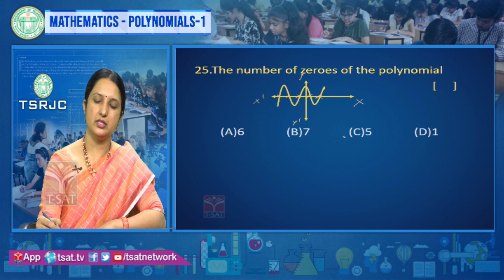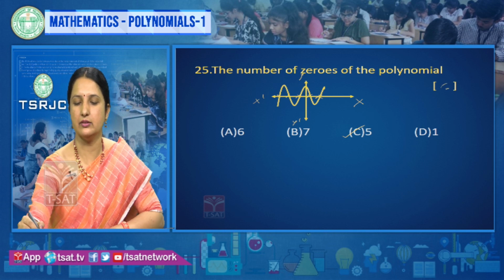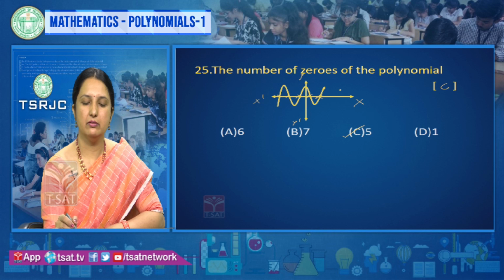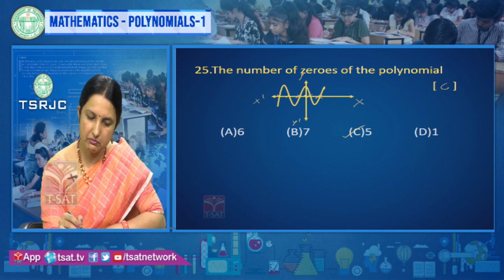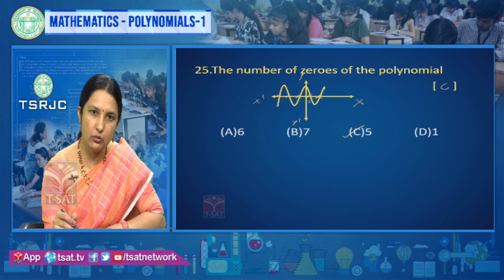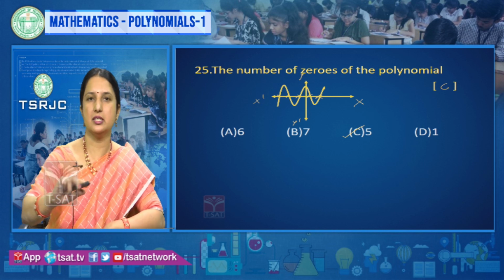So option C is the correct one. So the number of zeros of this polynomial is what? 5. Some children will get confused with this. If you write 6, then it will go wrong. Only observe the curve. This curve: 1, 2, 3, 4, 5. So option C is the correct one.